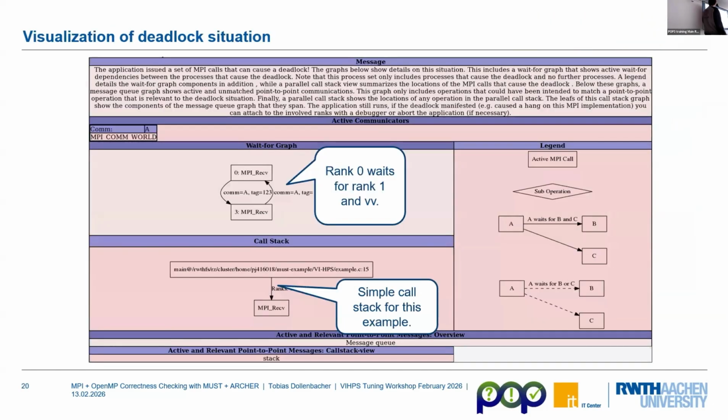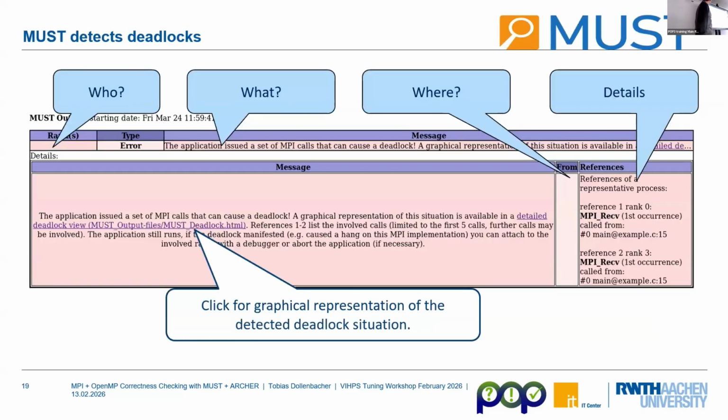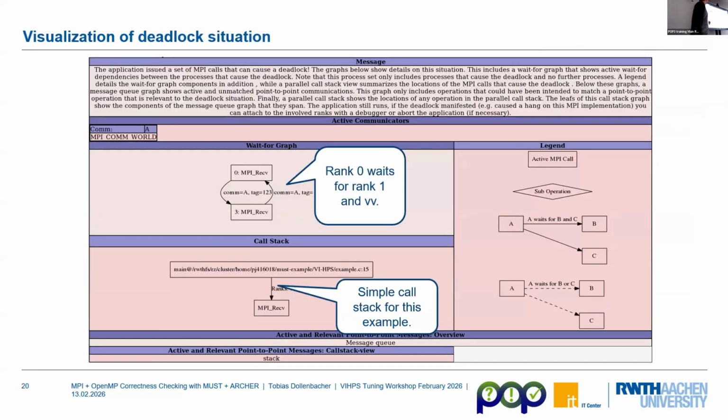When you click on this deadlock view here, we also generate a little graphical representation of how this deadlock looks. Basically rank 2 and rank 0 and rank 3 are sitting in this MPI receive, waiting on each other, or waiting on rank 1, which was also in a receive. And we have our communicator and our tags with it. Finally, we also get a simple call stack, which tells us in which function we actually sit.